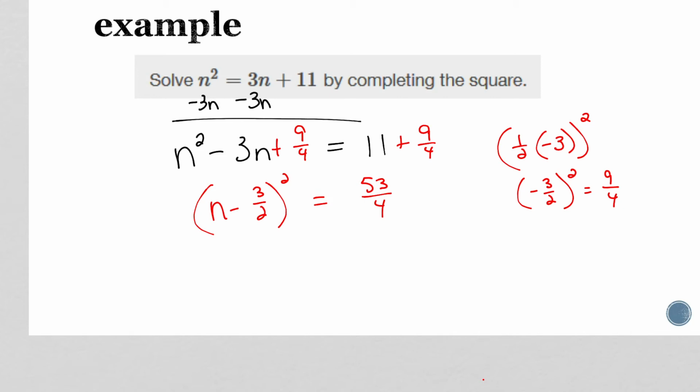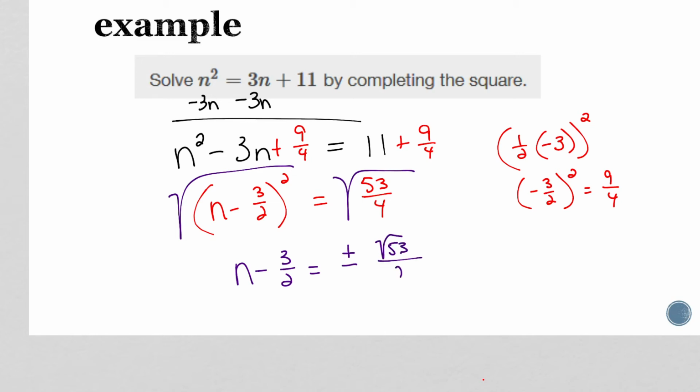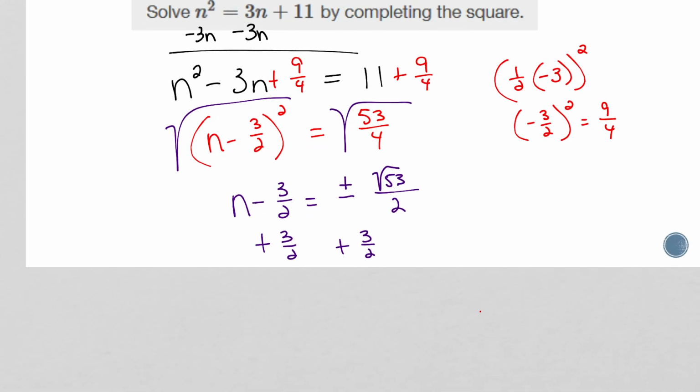Okay, so now we're going to take the square root of both sides. And I'm left with n minus 3/2 is equal to plus or minus. I can take the square root of the denominator, but not the numerator. And then I would add 3/2 to both sides. So n is equal to 3/2 plus or minus.